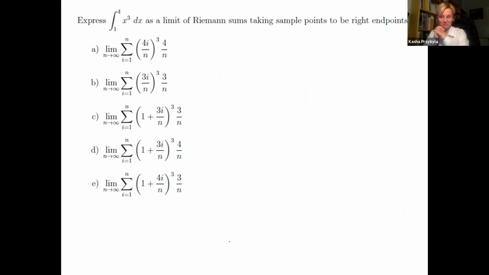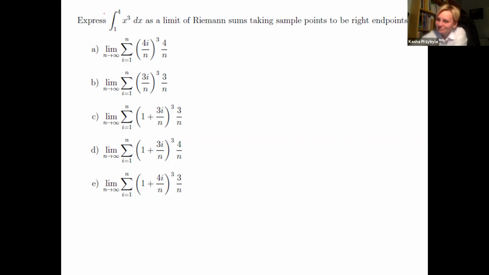Let's see this one. It's almost the same as what we did. Express the definite integral from 1 to 4 of x cubed dx as a limit of the Riemann sums, taking the sample points to be the right endpoints. We will always use the right. That means the same thing, but I managed to type all of the sigmas.